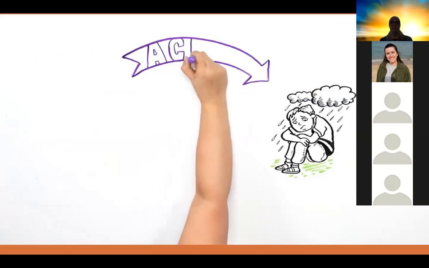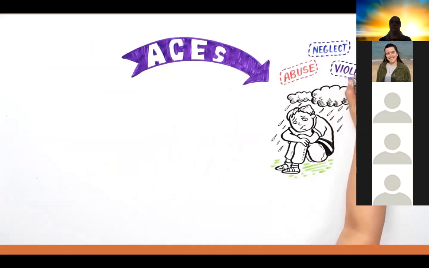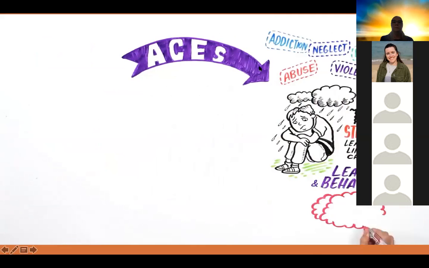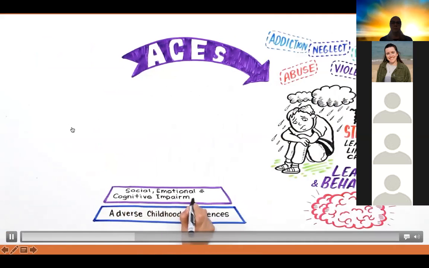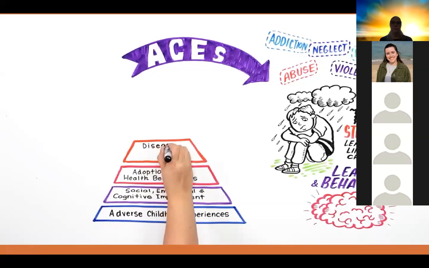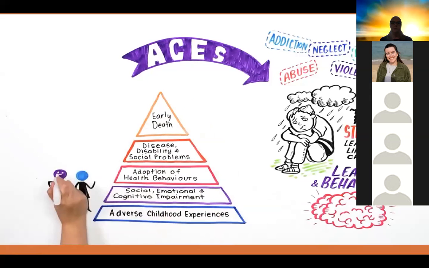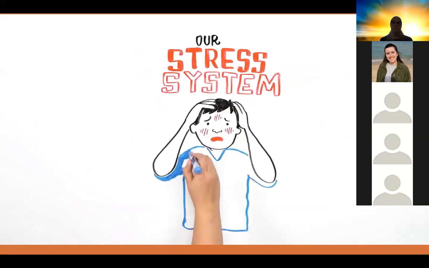Adverse childhood experiences, ACEs, such as abuse, neglect, exposure to intimate partner violence, parental depression or addiction, and poverty, are toxic stressors which could lead to lifelong changes in learning and behavior. ACEs early in development can impact social, emotional, and cognitive functioning, increased risk-taking behavior such as drinking and substance use, and increased risk of disease, disability, and social problems later in life. The question is, how do adverse childhood experiences impact a lifelong development? One of the most important systems in our body is our stress system.